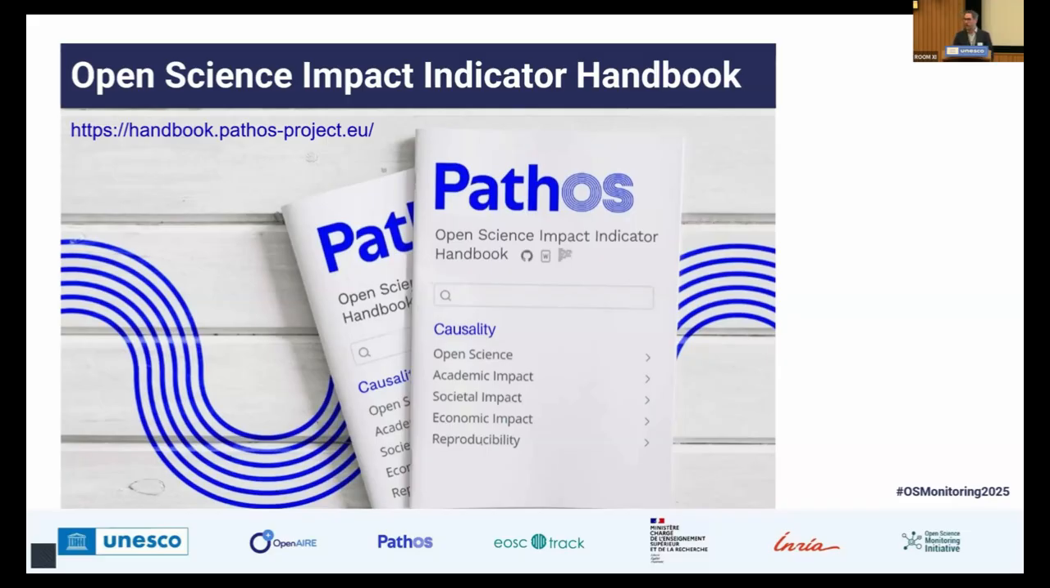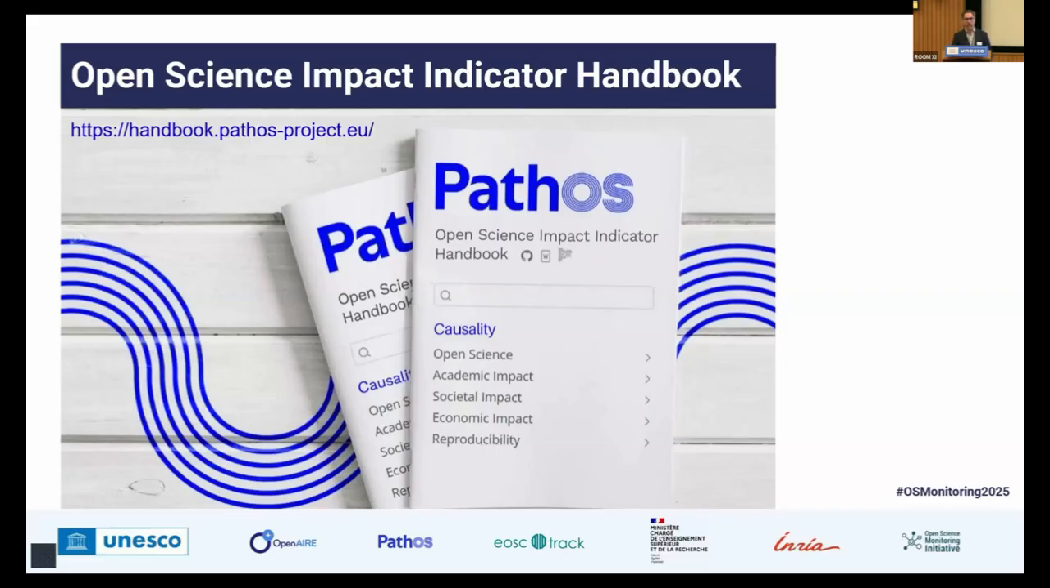The open science monitoring type of activities and different types of indicators are all very actively being developed. And so if we would have produced one single PDF, it would have been buried in a year and nobody would look at it ever again, or at least that was our worry. So we made it available as a website. It's available at the address that you see on the top left on the screen here, handbook.pathosproject.eu.